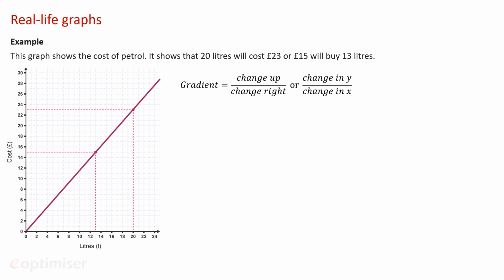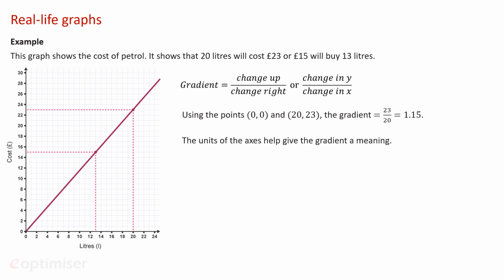So the gradient, the change in y over change in x is a gradient. So you need to get 2 points. Just put 0, 0, 20, 23. Then the y change is 23 and the x change is 20. Therefore 1.15 is the gradient.